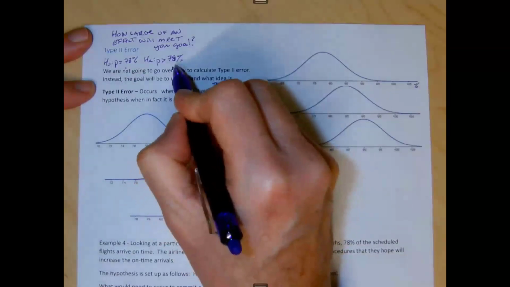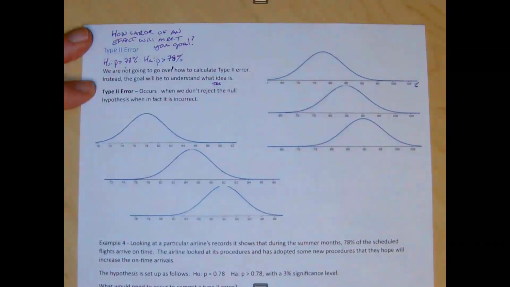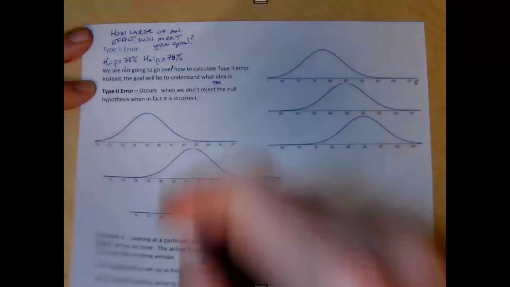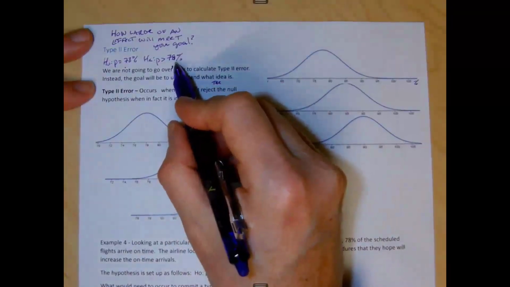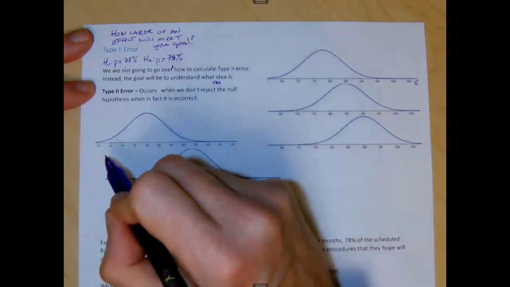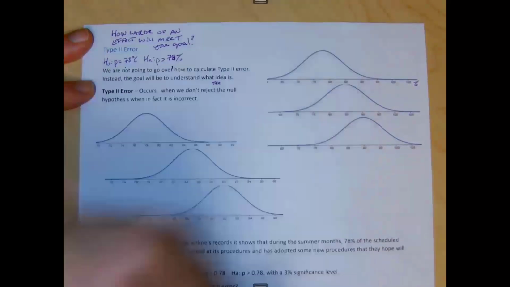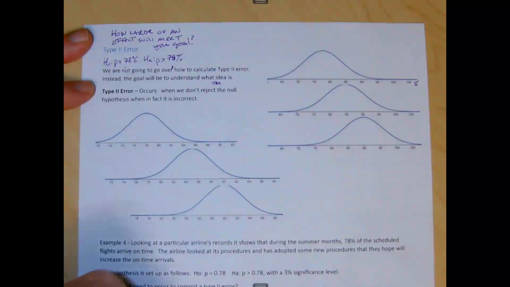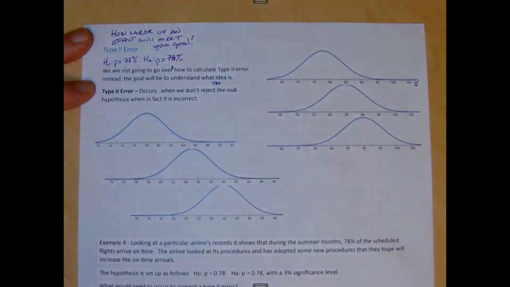But the question is, what value do you want? What would make you happy? How much of an improvement? This just says it's some improvement, but how much? Would 79% make you happy? Would 80% make you happy? 81%? 82%? Just like the margin of error, where you had to pick how accurate you want to be, here you have to decide how much of an effect size will make you happy.